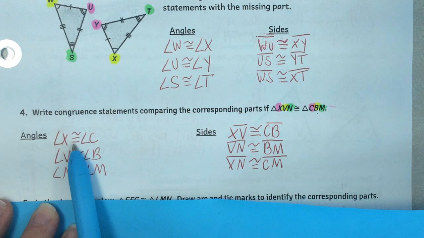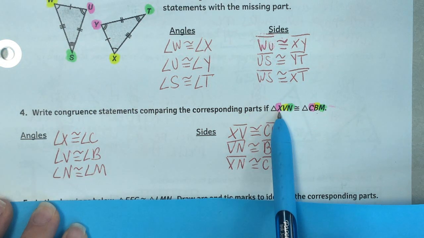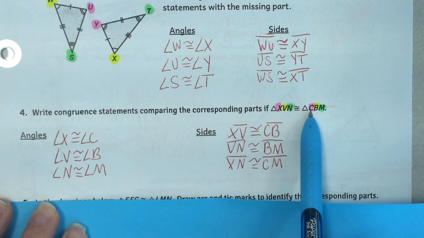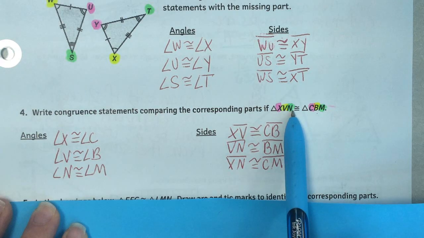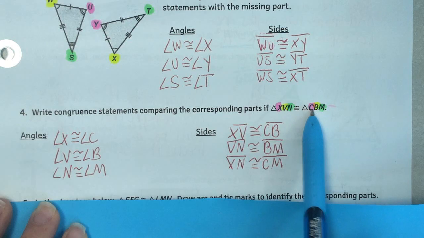So angle X is congruent to angle C. Angle V is congruent to angle B. Angle N is congruent to angle M. Then, same thing with the side lengths. The first two is congruent to the first two. The last two is congruent to the last two. The first and the last is congruent to the first and the last.